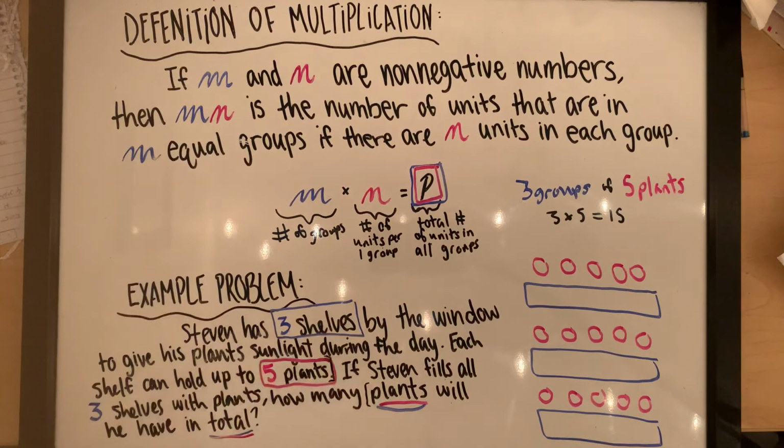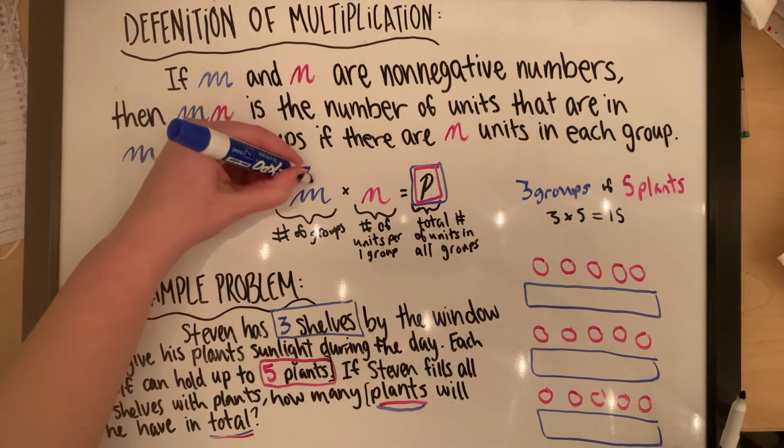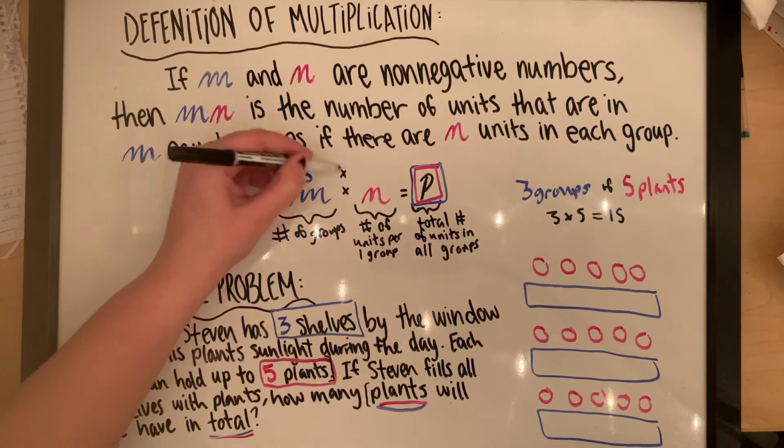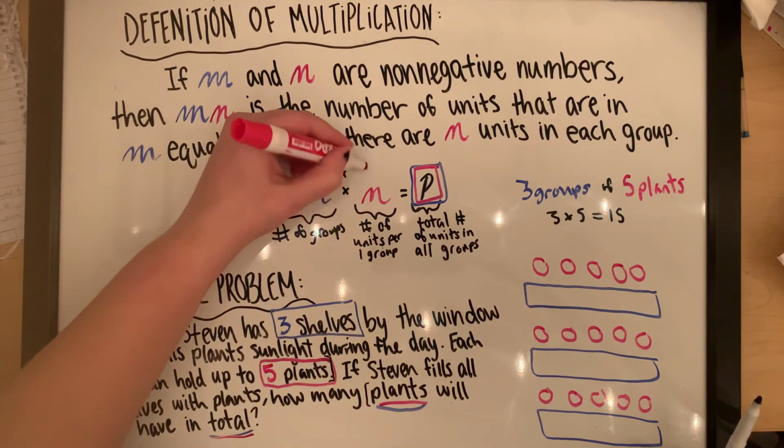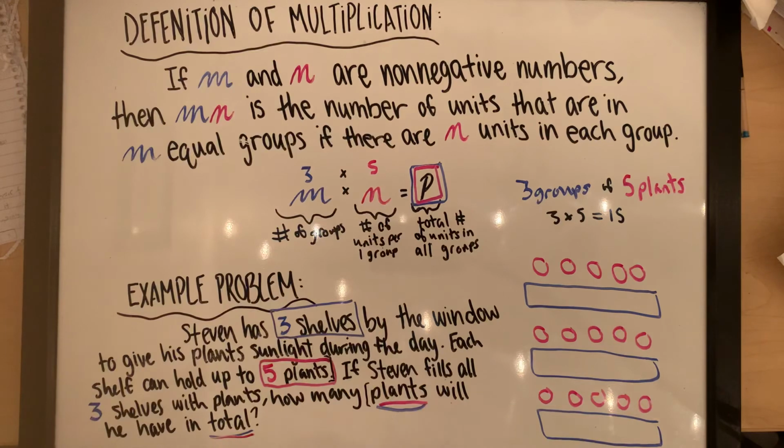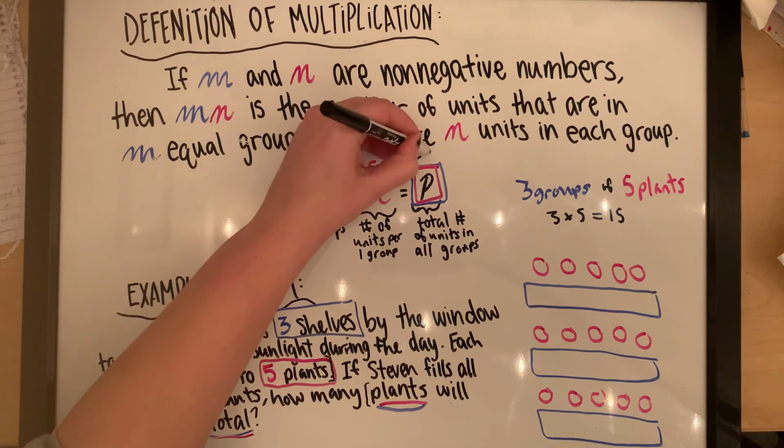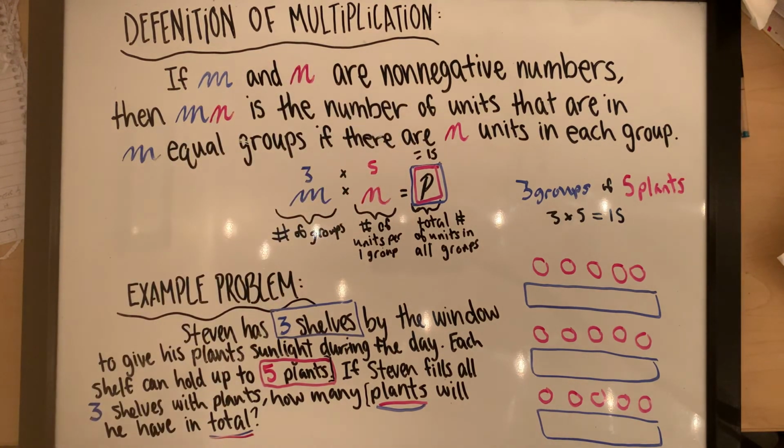So here we have our m value, 3 shelves, times 5 plants, gives us 15 plants in total. That's our definition of multiplication, as well as a breakdown of what this equation means, and how we can apply it to multiplication word problems.